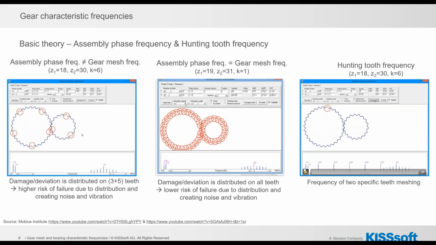Now here in the third video, we will see what the hunting tooth frequency is. Here we have again the design with 18 teeth and 30. And the hunting tooth frequency is the frequency of two specific teeth meshing. So it is the occurrence of the contact of this tooth with exactly this tooth in the whole lifetime.